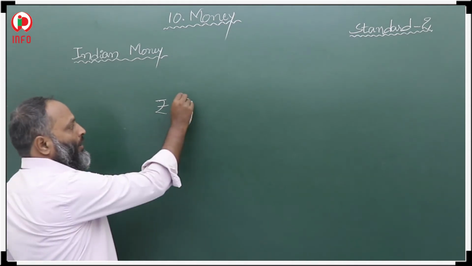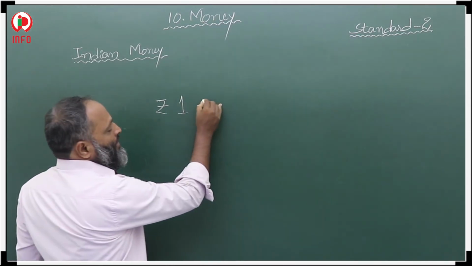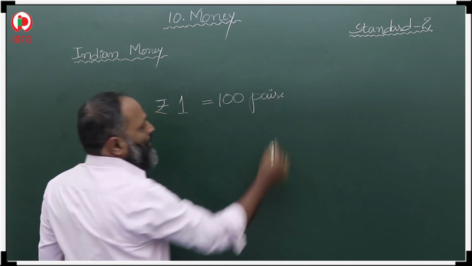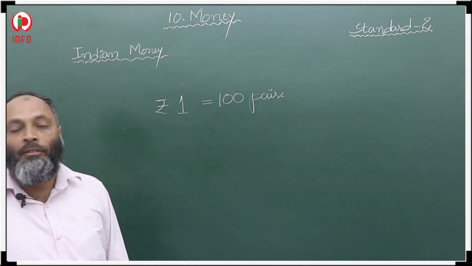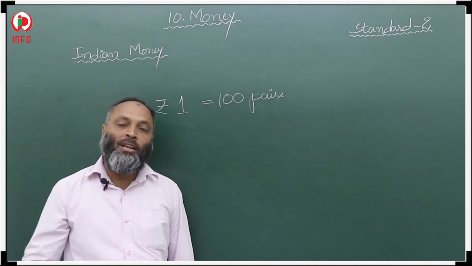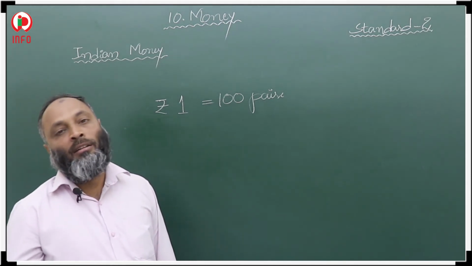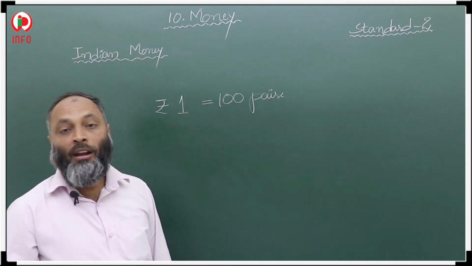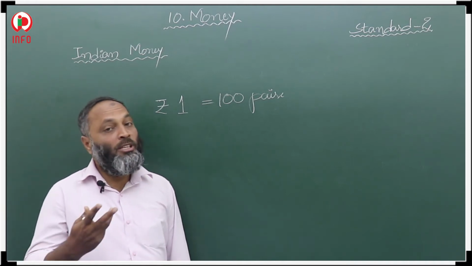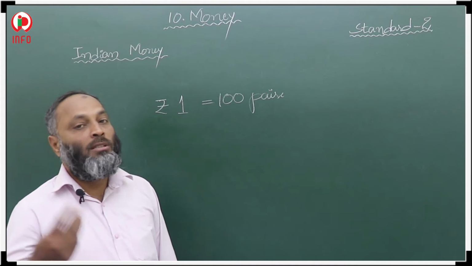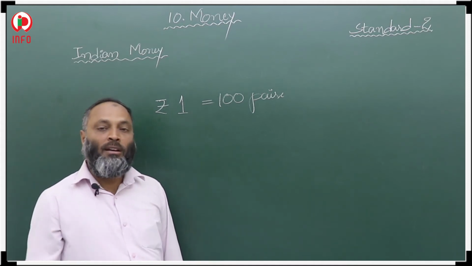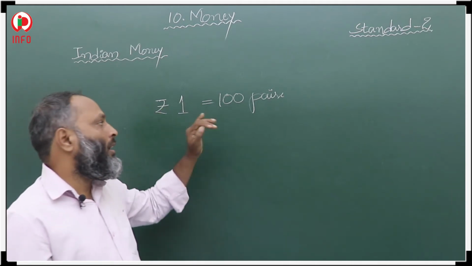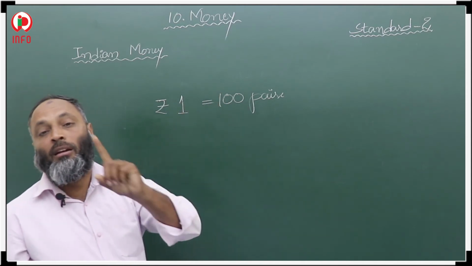1 rupee is equal to 100 paisa. 100 paisa make 1 rupee. It means two 50 paisa coins, four 25 paisa coins, or ten 10 paisa coins make 1 rupee. 2 rupees means 200 paisa. 3 rupees means 300 paisa. 4 rupees means 400 paisa. So this is the basic value. 1 rupee is equivalent to 100 paise.